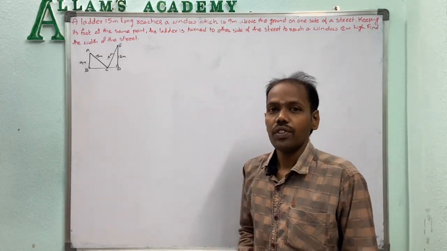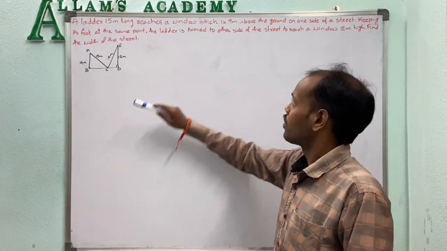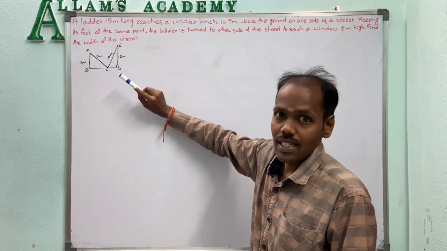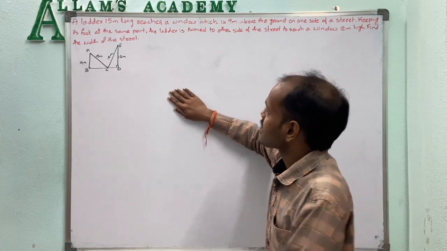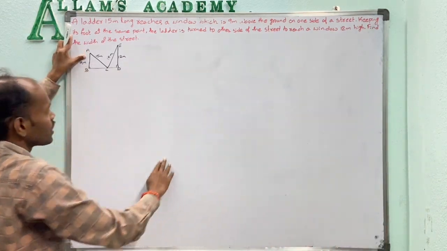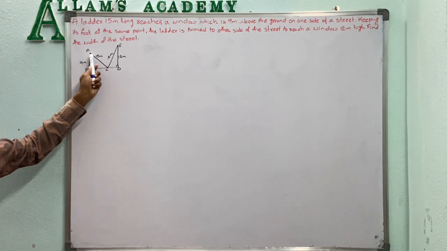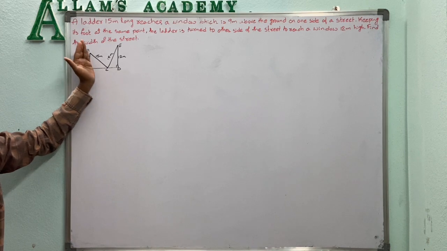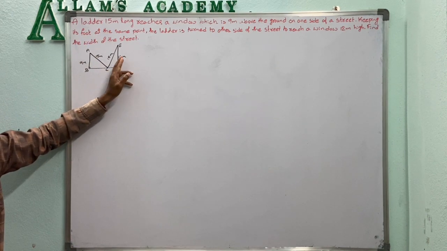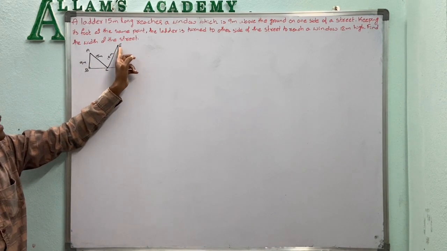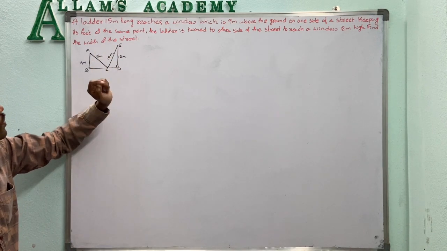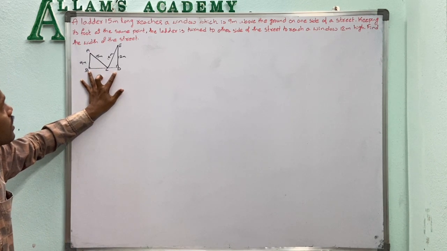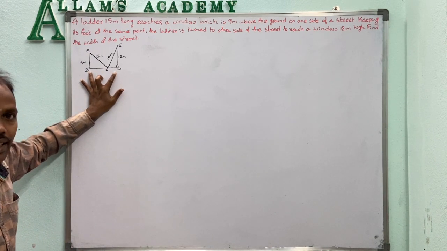If we observe the diagram of this problem, here is the base of the street. On one side there is a window at 9 meters height, with a 15 meters ladder kept there. Now the ladder is turned, and on the other side there is a window at 12 meters height, where we keep it. We are asked to find the width of this street, that is BD.